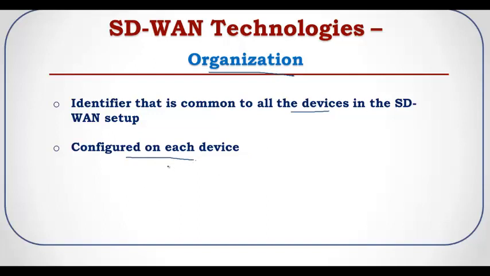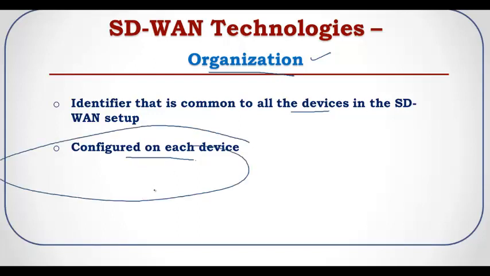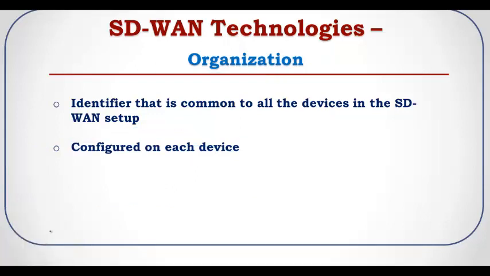We have two different types of certificate. One is the organization-based certificate. The other one is the certificate which comes along with the device, pre-installed. If you don't want to use a certificate which is pre-installed, then we need to configure a certificate which belongs to the organization manually on every device, so that the devices can be identified as one common SD-WAN group. That's where the organization comes into the picture.